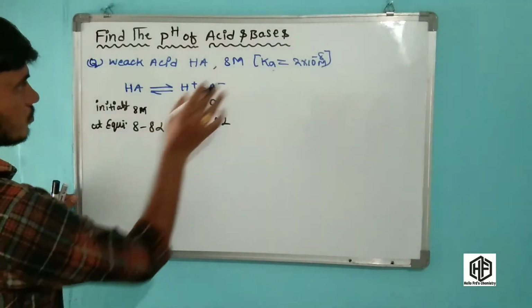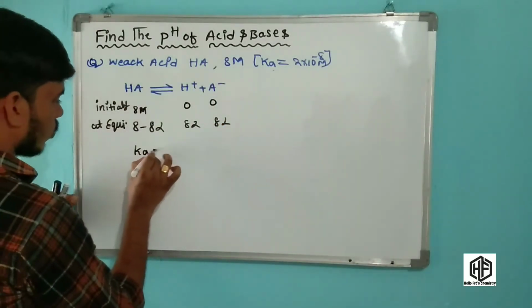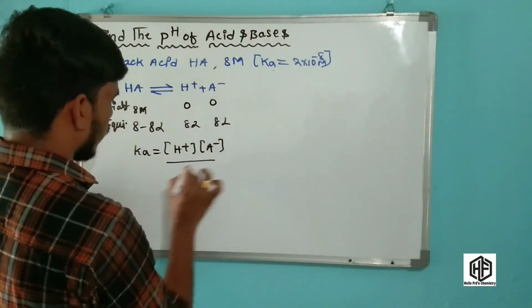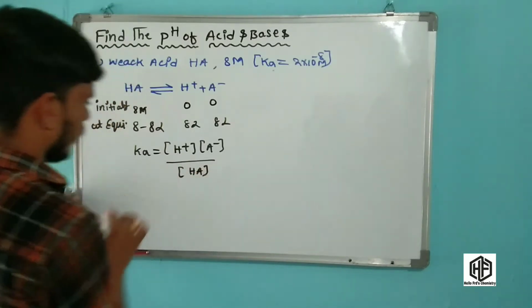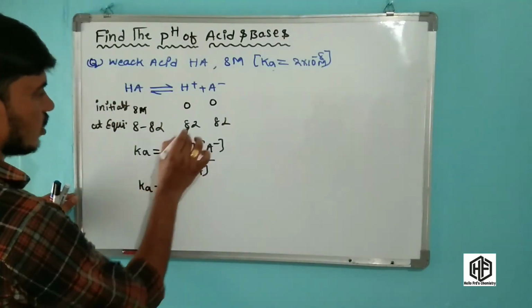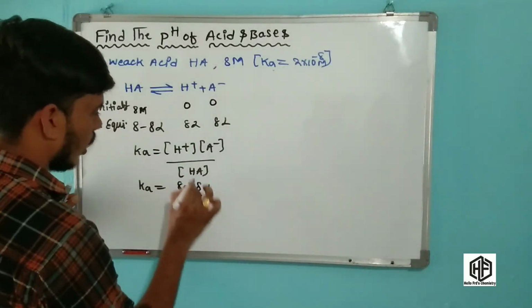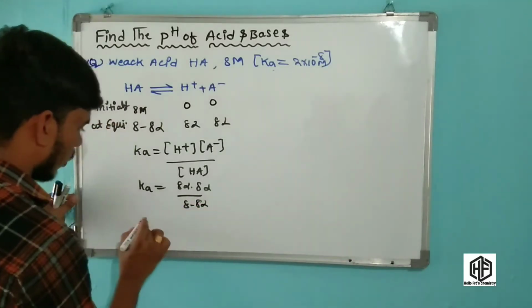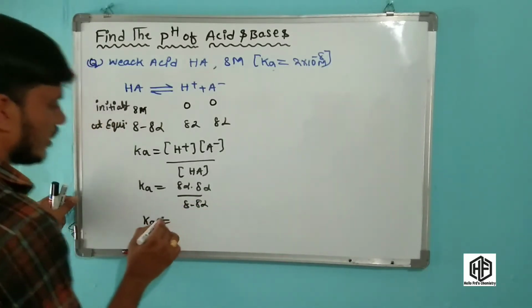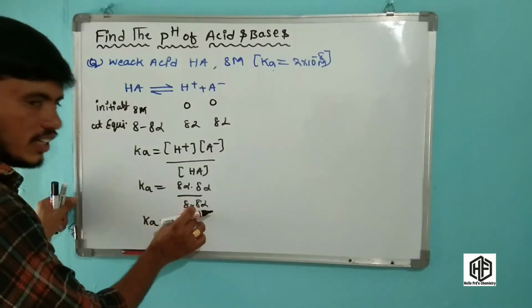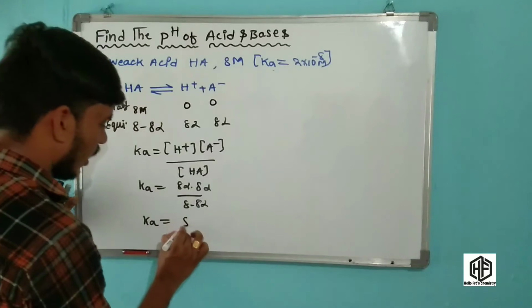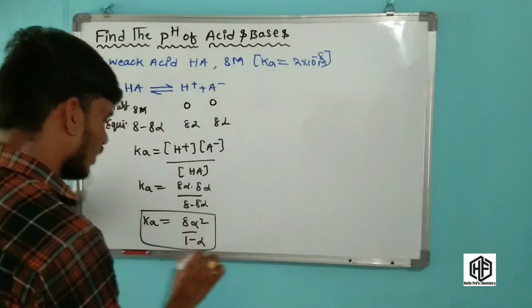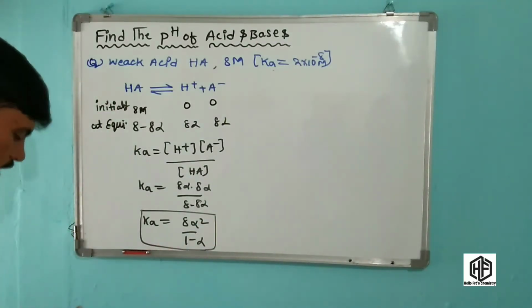Now how to calculate the pH? Friends, Ka is equal to the concentration of H plus ions and A minus ions divided by the concentration of HA. Now Ka is equal to 8 alpha into 8 alpha divided by 8 minus 8 alpha. Now what happened there, friends? 8 is common, so in 1 minus alpha, one 8 is cancelled. Ka value is 8 alpha square by 1 minus alpha.